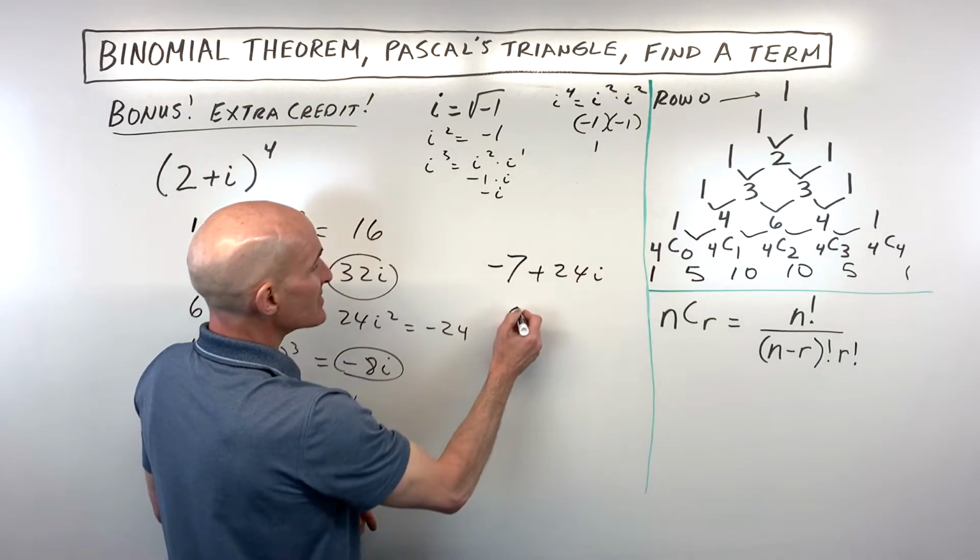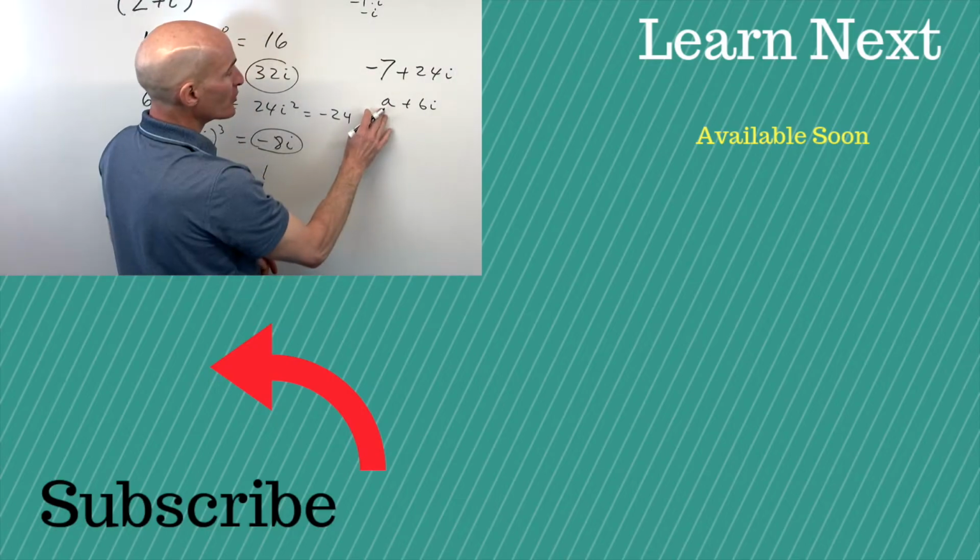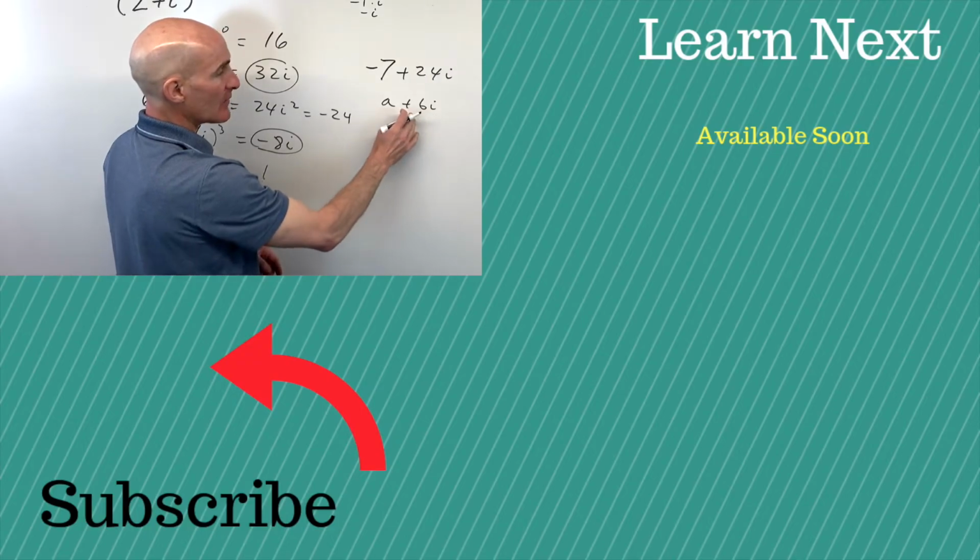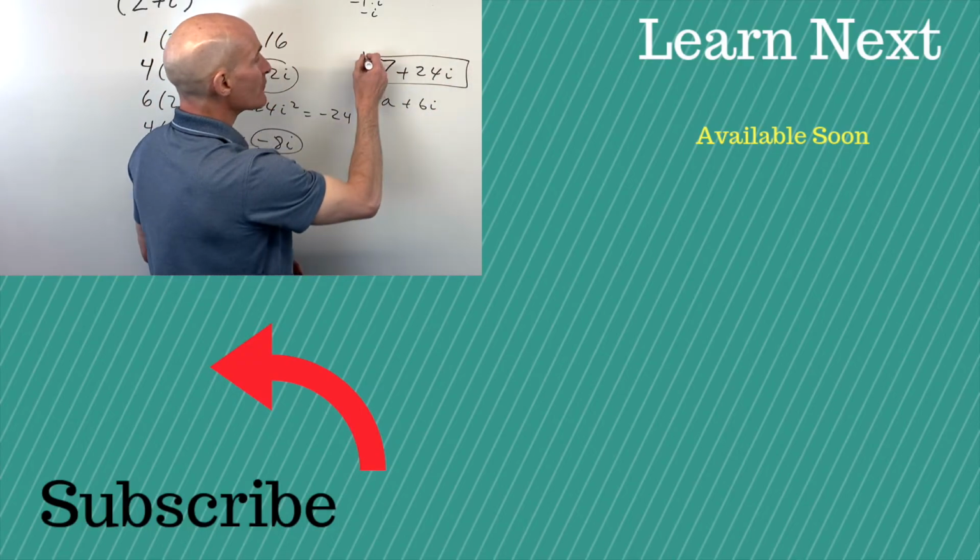And you can see it's in that standard form of a complex number where you put the real number first and the imaginary second, the a plus bi form. And that's your final answer.